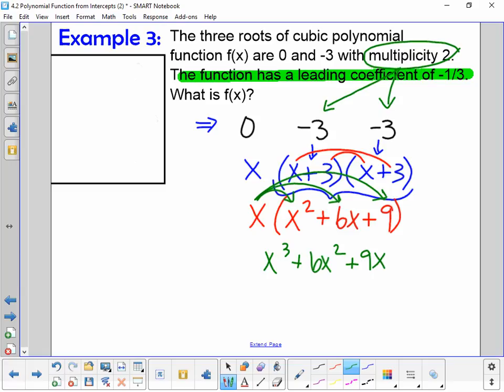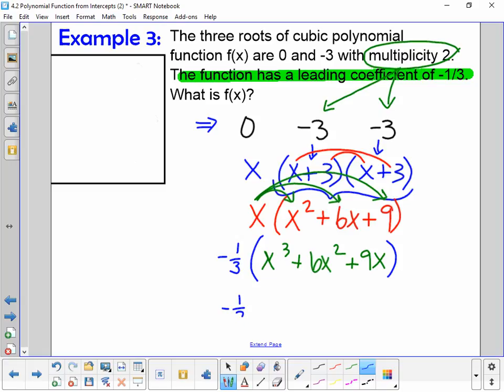9x. Okay. So we have this now, and it tells us that our function is supposed to have a leading coefficient of -1/3. That means, well, right now it has a leading coefficient of 1. Well, if we want to have a leading coefficient of -1/3, in this case, we would have to multiply the entire function by that -1/3. It's a stretch of -1/3.